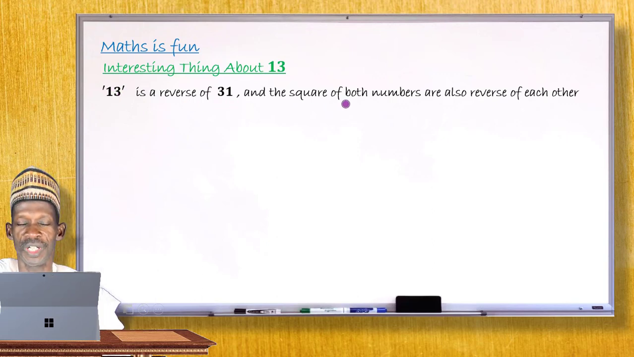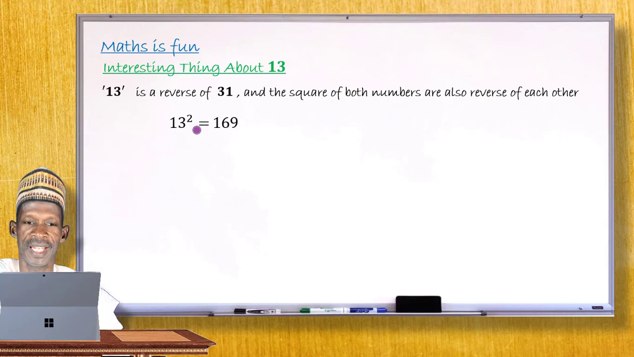And what happens if we find the square of both the numbers, that is to find the square of 13 and find the square of 31? It will also happen that those two results will be reverse of each other. This is really interesting. But let me just find the squares and see whether it is true. So 13 square, that is 13 times 13, the result will now be 169. So let me get 31 square. 31 square means 31 times another 31. And if you do this multiplication correctly, you now have 961.